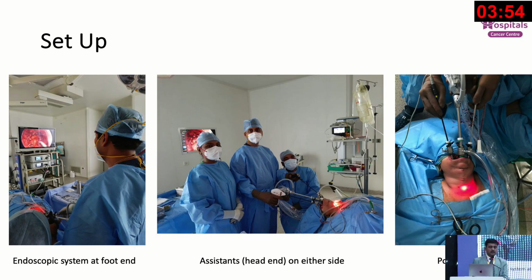The setup here is you stand on the head end of the patient, the staff entirely is on the head end of the patient, and the cart is on the foot end of the patient. And this is how you operate. So in the FAS, you keep the cart on the opposite side and you stand on the side of the patient. Here you stand on the head side of the patient, behind the head of the patient, as you can see here. And the cart is near the foot end.